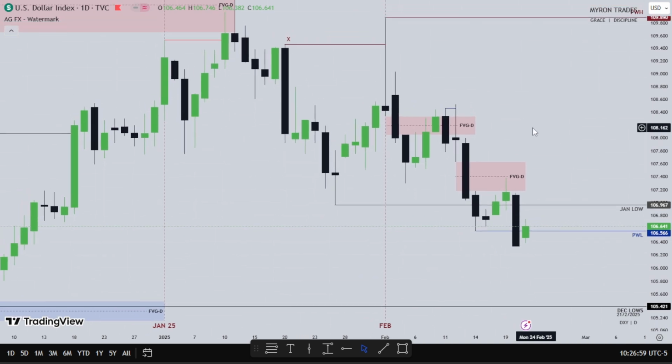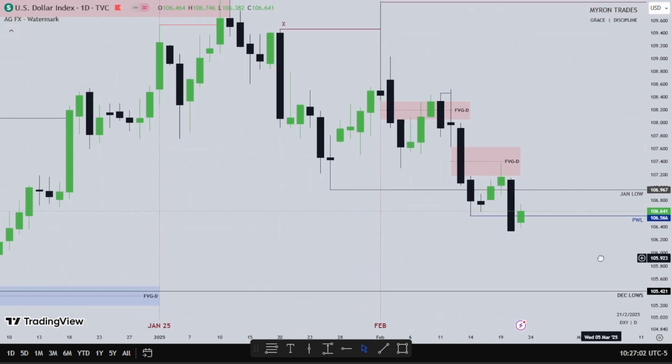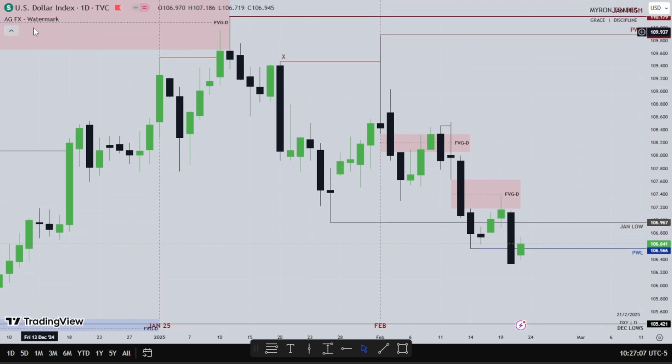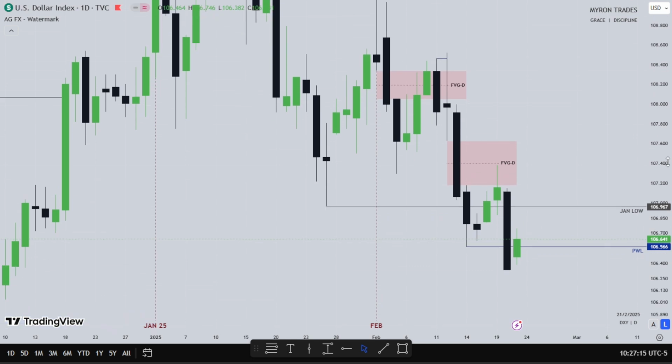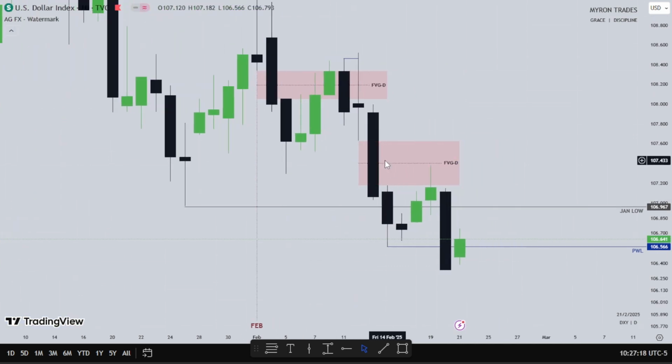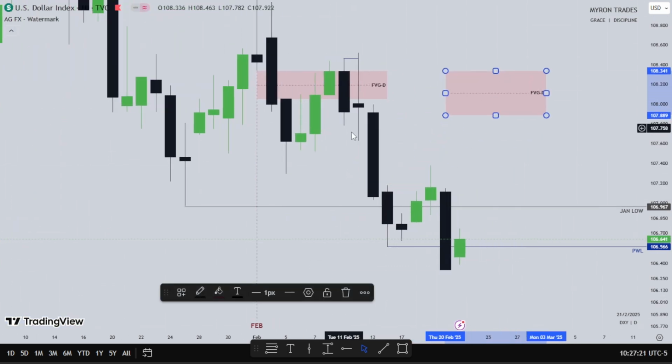Now if you look at the chart, this is the daily time frame, by the way, and this chart is the dollar chart, the US dollar index. So the previous week for dollar has been bearish. You remember this fair value gap I was outlining in the previous week's video, last week Sunday's video. This fair value gap, you see the way price traded into it, then boom, had this massive candle away from it.